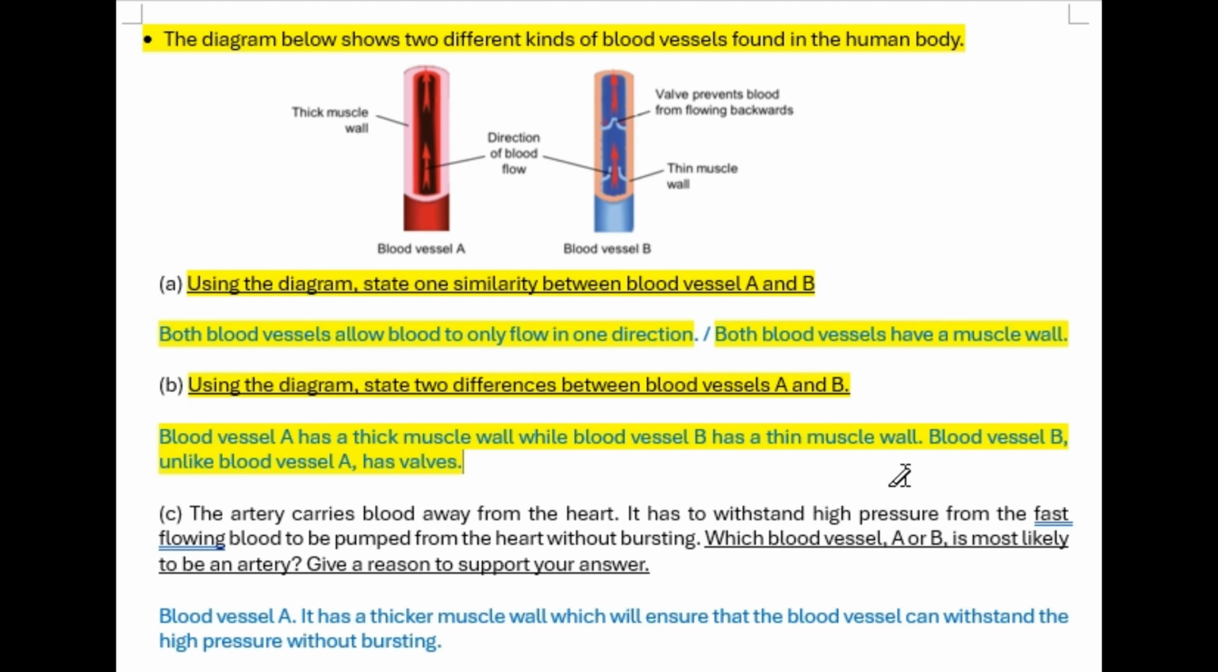C. The artery carries blood away from the heart. It has to withstand high pressure from the fast-flowing blood to be pumped from the heart without bursting. Which blood vessel, A or B, is most likely to be an artery? Give a reason to support your answer. Blood vessel A. It has a thicker muscle wall, which will ensure that the blood vessel can withstand the high pressure without bursting.